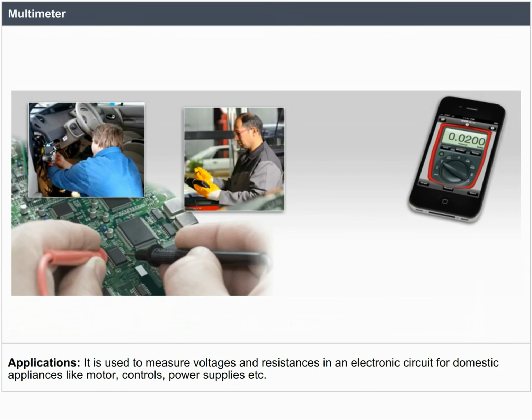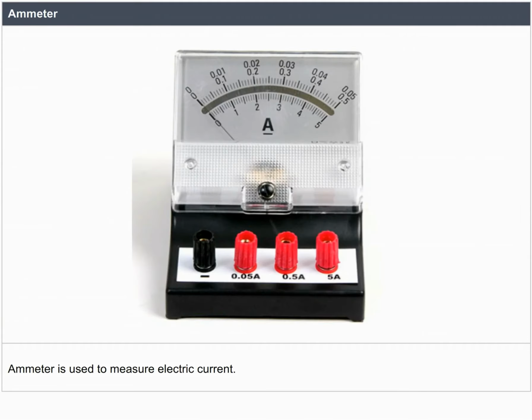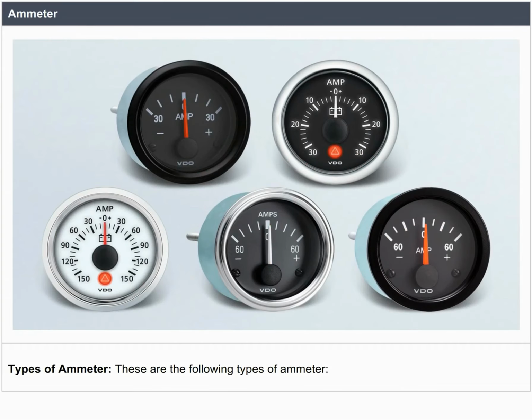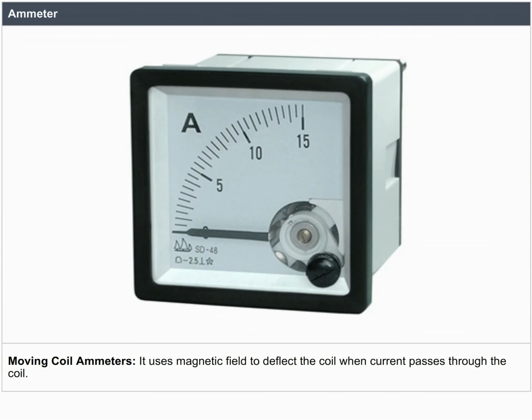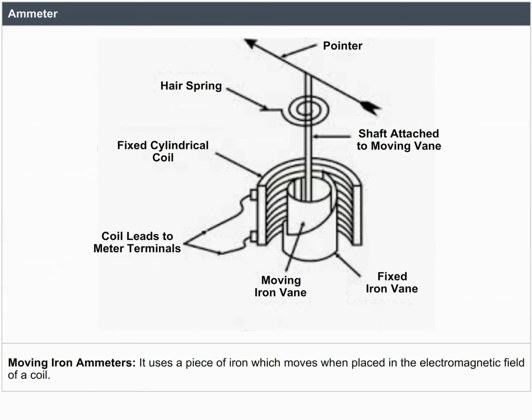Applications. It is used to measure voltages and resistances in an electronic circuit for domestic appliances like motors, controls, power supplies, etc. Ammeter. Ammeter is used to measure electric current. Types of ammeter. These are the following types of ammeter. Moving coil ammeters. It uses magnetic field to deflect the coil when current passes through the coil. Moving iron ammeters. It uses a piece of iron which moves when placed inside the electromagnetic field of a coil.